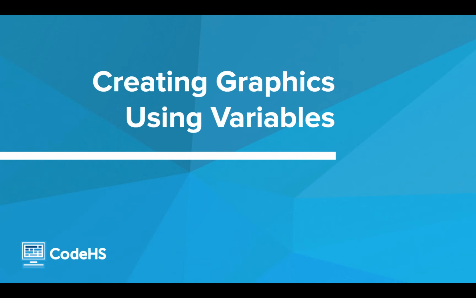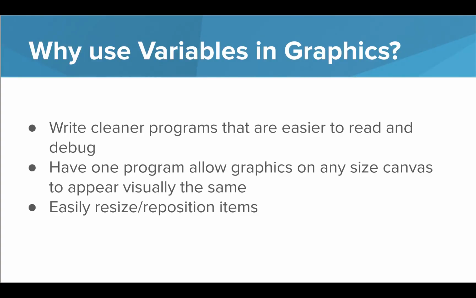Hi, in this lesson, we're going to look at how we can use variables to size and position graphics in our Python graphics programs. But first, why is this important? Using variables in place of static values in our graphics programs gives the same benefits as using variables in our console programs. First, variables allow our code to be cleaner and easier to debug because the variable names describe their use. In our graphics programs, variables allow the output from one program to be positioned and sized the same way regardless of a changing canvas size, and allows us to resize and reposition items efficiently and effectively.